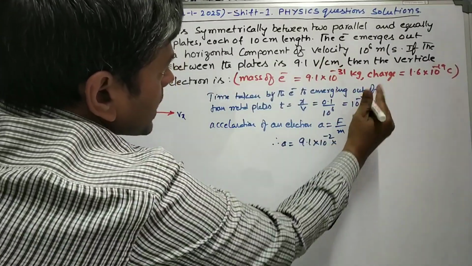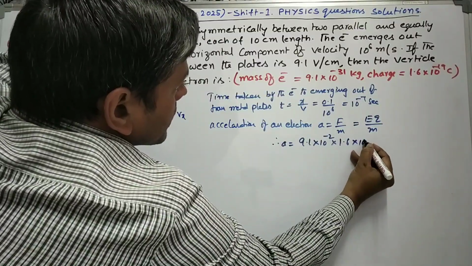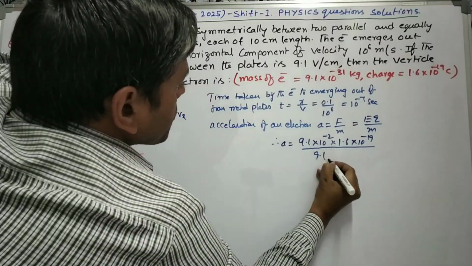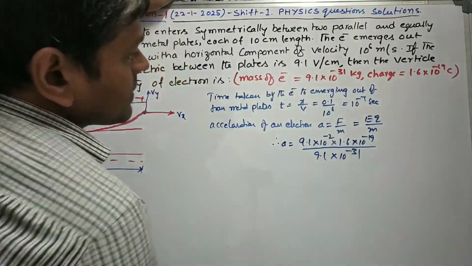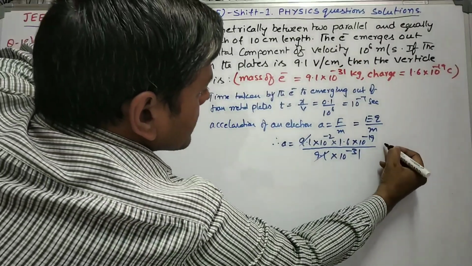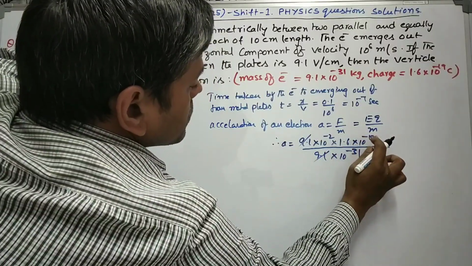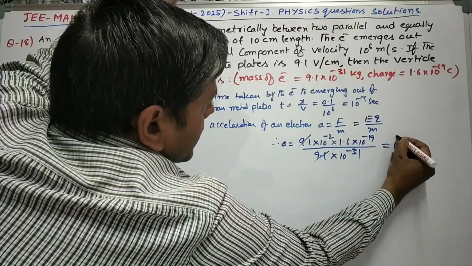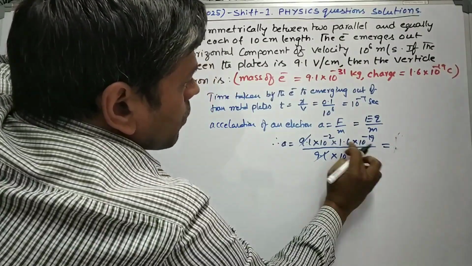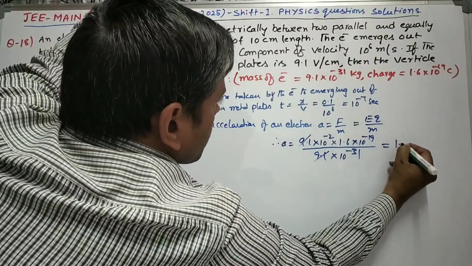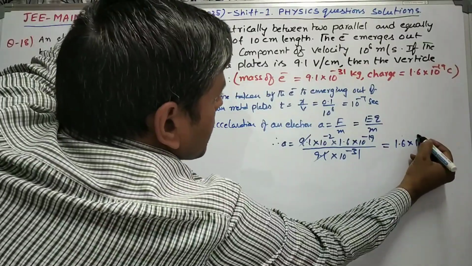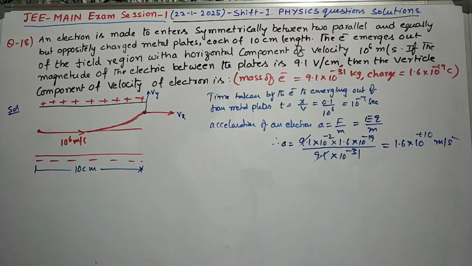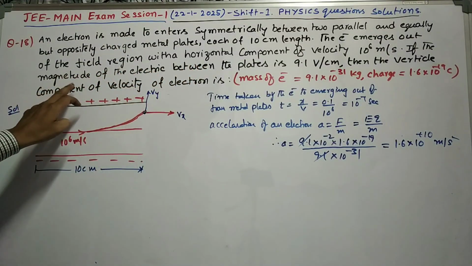Charge of the electron, 1.6 into 10 power minus 19 coulomb, divided by mass of the electron, 9.1 into 10 power minus 31. The 9.1 is cancelled. Then you get 10 power minus 19 plus 31, that is 10 power 12, and 1.6 is already there. That means 1.6 into 10 power 12 meter per second square. This is the acceleration. Now, what is being asked?